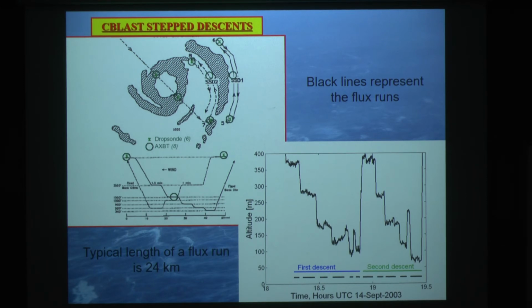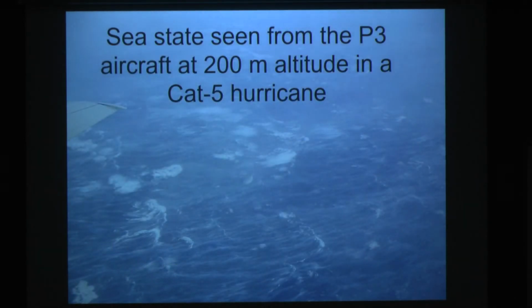You see the P3 was flown at about 400 meters, and then down to 300, 200, and then as low as 60 meters. So the flight level winds are about 40 to 50 meters per second. The background picture was taken by one of the scientists on the aircraft when the aircraft was at 200 meter altitude. So you see the waves and a lot of sea spray, wave breaking.